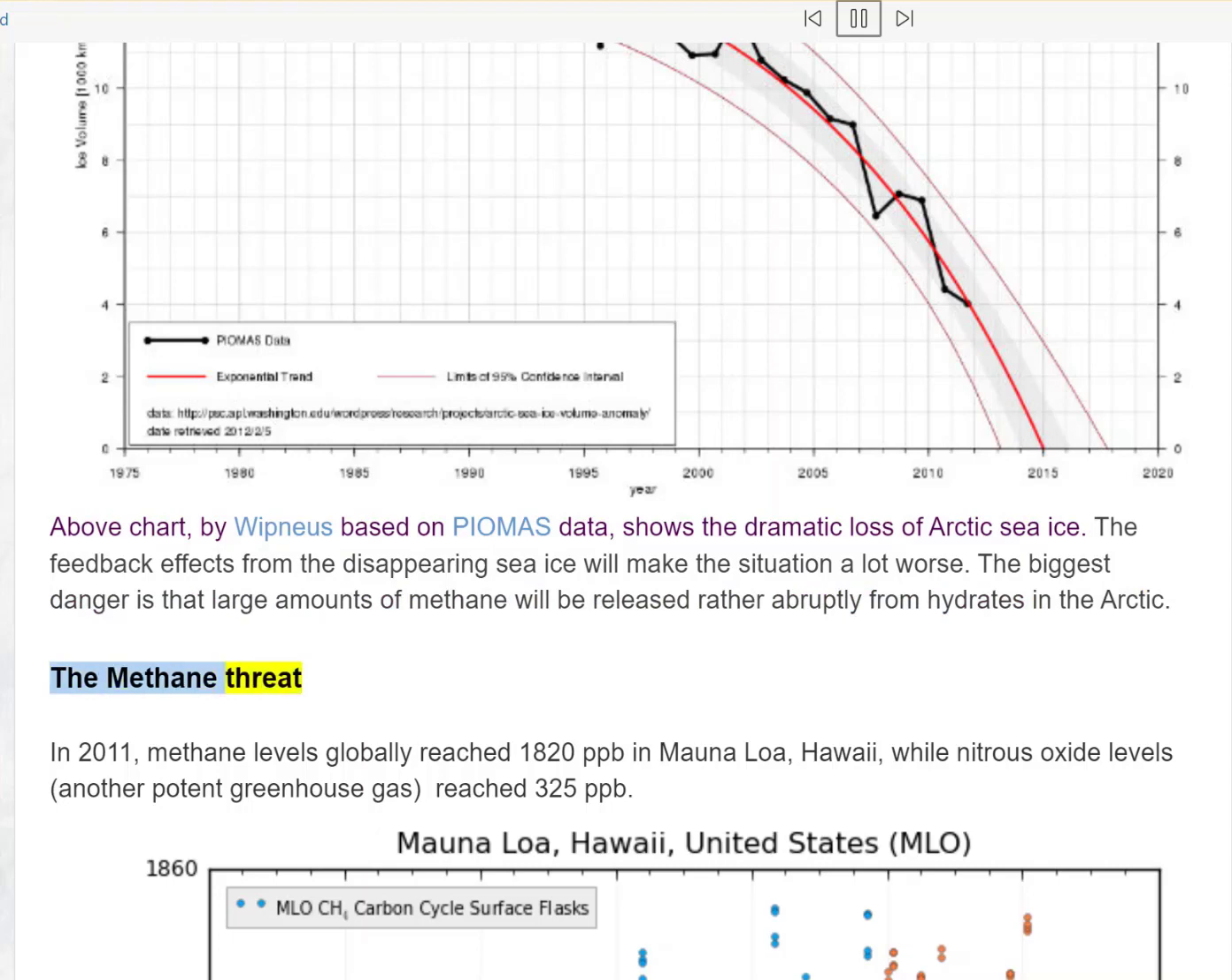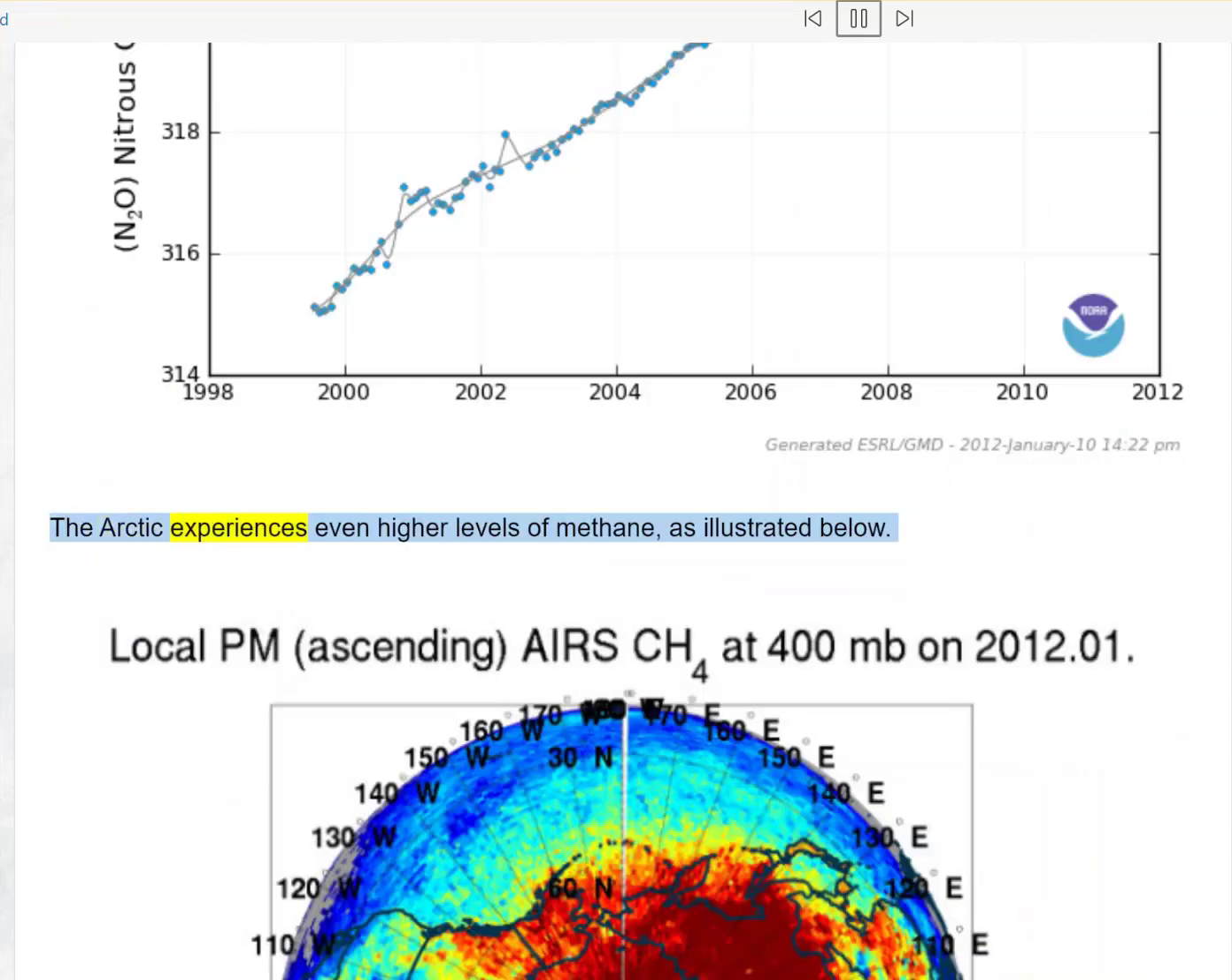The methane threat. In 2011, methane levels globally reached 1820 ppb at Mauna Loa, Hawaii, while nitrous oxide levels, another potent greenhouse gas, reached 325 ppb. The Arctic experiences even higher levels of methane, as illustrated below.